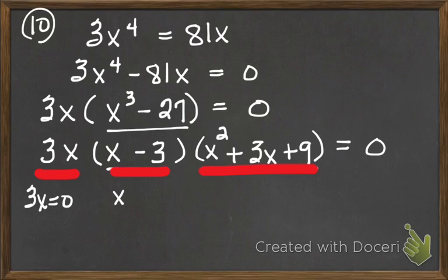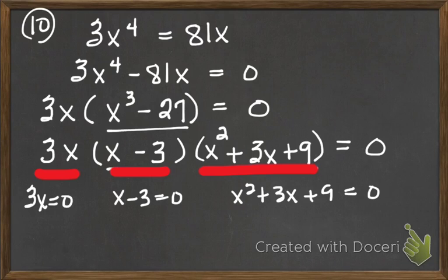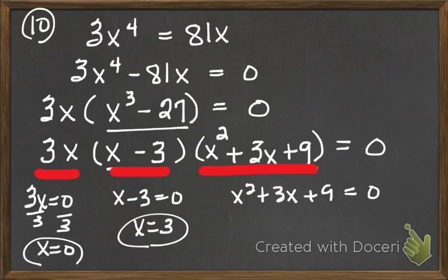That won't be bad. We have x minus 3 is equal to 0. That won't be bad. But x squared plus 3x plus 9 is going to be worse than the other two. So let's just do the first two. If 3 times x is equal to 0 and we divide both sides by 3, x comes out to be 0. If x minus 3 is equal to 0, then x comes out to be 3.